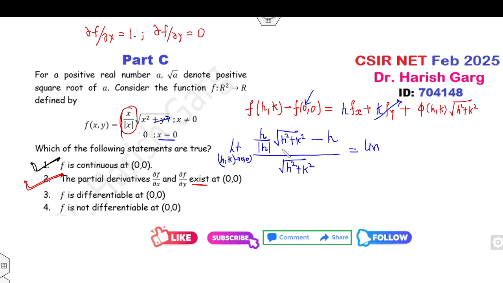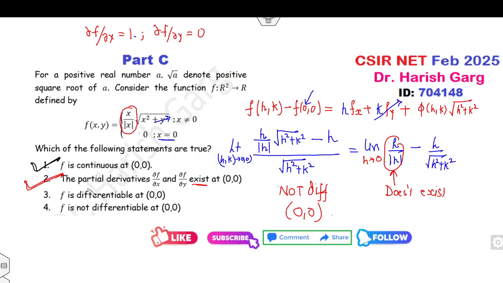So you can see I can separate them. It is h over mod h minus h over root of h square plus k square. Clearly the limit does not exist. Why? Because when you take h positive, it is plus 1, otherwise minus 1. So once the limit does not exist, that means the function is not differentiable at 0 comma 0. The fourth option is correct, the third option is cancelled. A, B and D are the right answers of this problem.